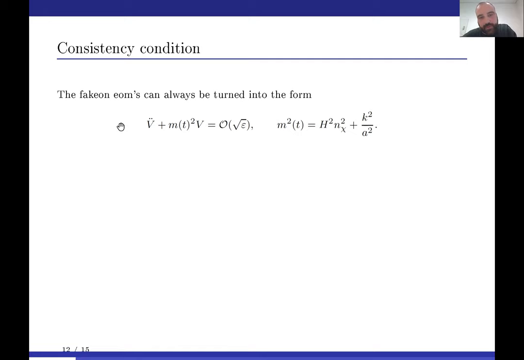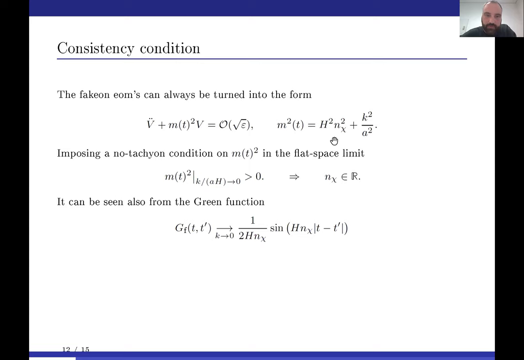If you do that around flat spacetime, you fix the sign in front of R squared and Weyl squared. If you fix this in cosmological spacetime, then you get the condition that I told you. So the equation of motion of the Fakeon has this form, where M_T is an effective mass, which has this form. And if we impose the no-tachyon condition in the super-horizon limit, we get that this n chi, the constant that I told you depends on the perturbation, has to be real.